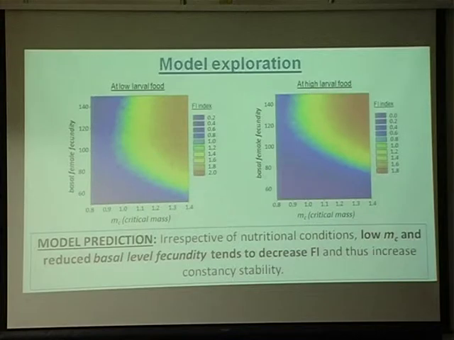Then we explored the model parameter space. One of the key parameters is critical body mass, which is the minimum body mass required for successful pupation of the larvae. If we vary that parameter, and for each value vary the basal female fecundity, we see that irrespective of larval food, when both are high, we get a high fluctuation index. Fluctuation index is one indicator of stability: high fluctuation means low stability, and low fluctuation means high stability. So irrespective of larval food, if we reduce these two, we get higher stability.